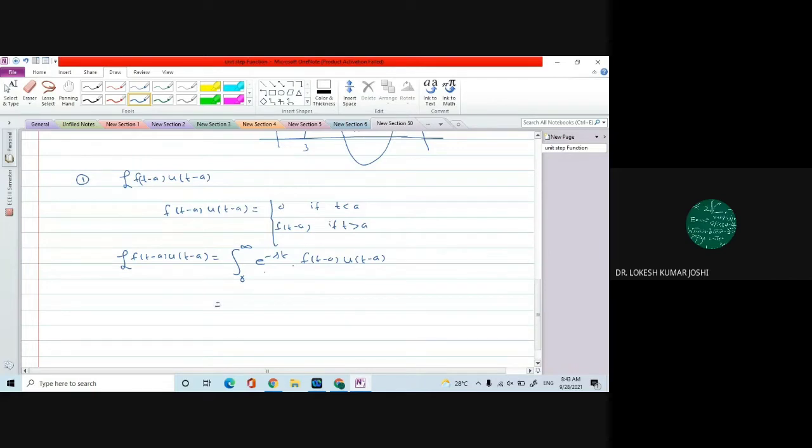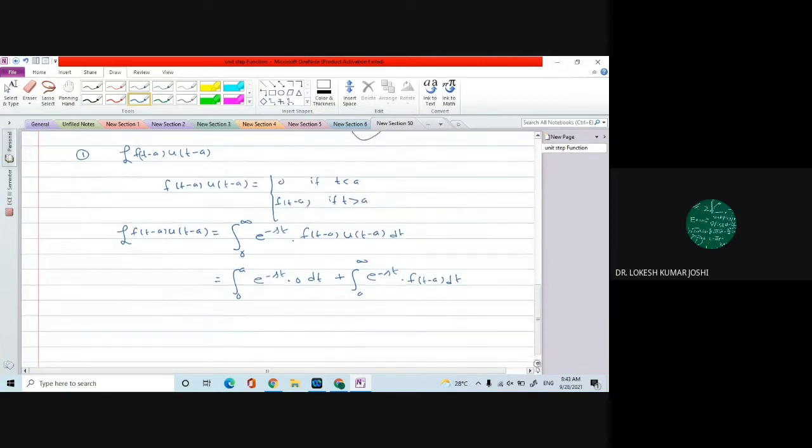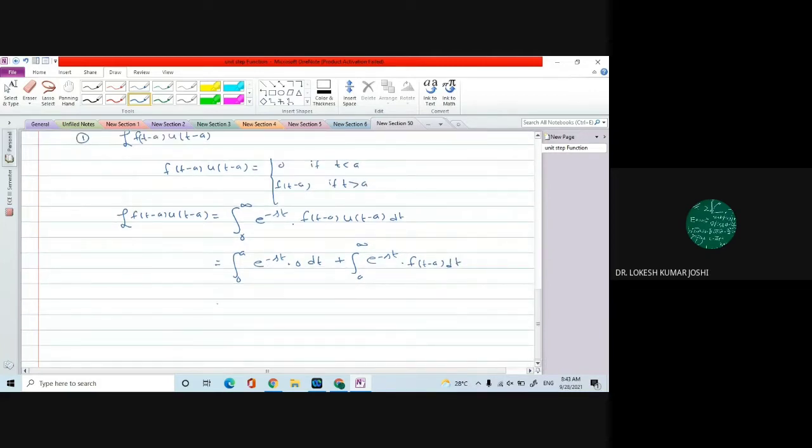Okay, break the limit. From 0 to a, its value is 0. Therefore, from 0 to a, its value becomes 0 because of dt. And from a to infinity, its value is 1. Therefore, this will become e to the power minus st into f of t minus a dt, because u of t minus a is equal to 1. The first term will become 0, and the second term will become the integral from a to infinity of e to the power minus st into f of t minus a.